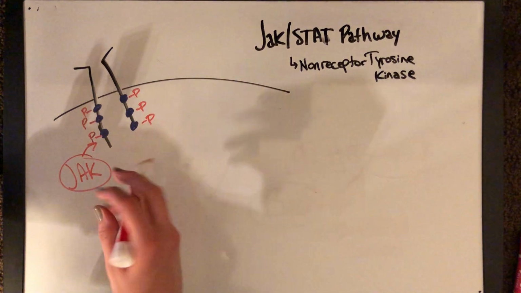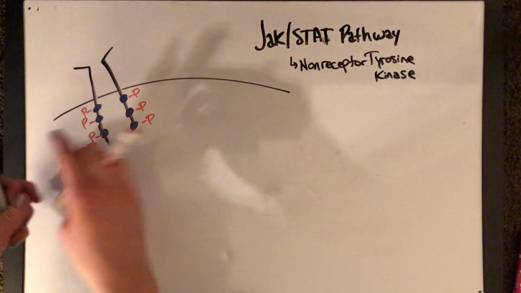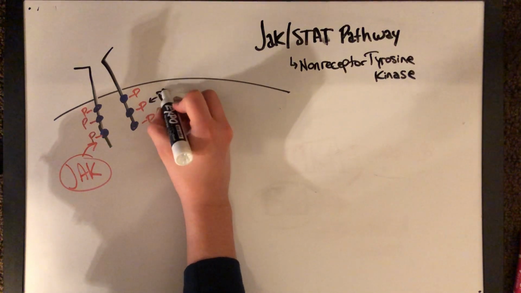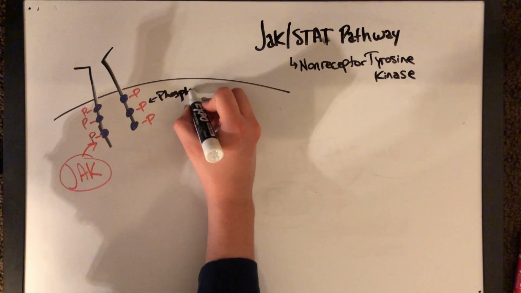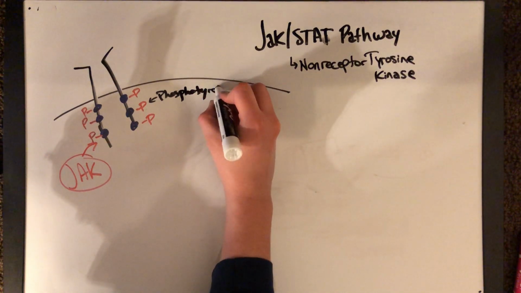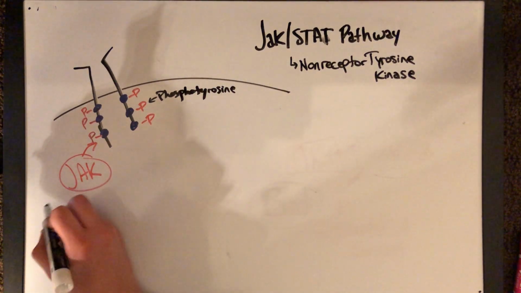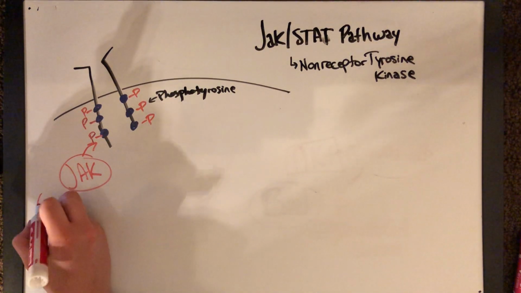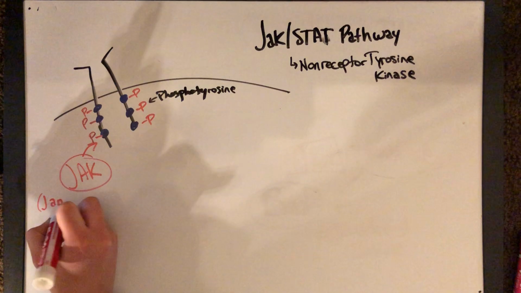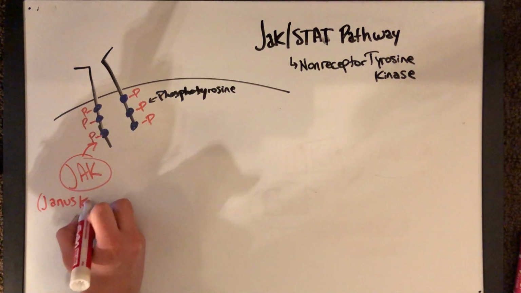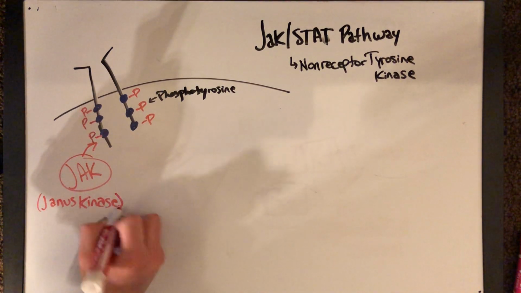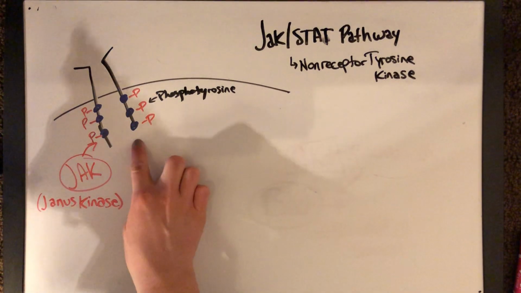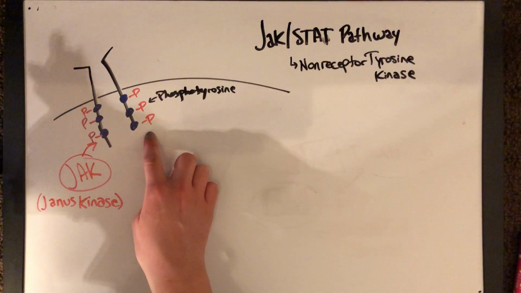Okay, so when that happens, we're forming those phosphotyrosines just like before. And JAK stands for Janus kinase. So it's a kinase, right? It's going to phosphorylate things. That makes sense. So JAK is going to activate the receptor, making phosphotyrosines.